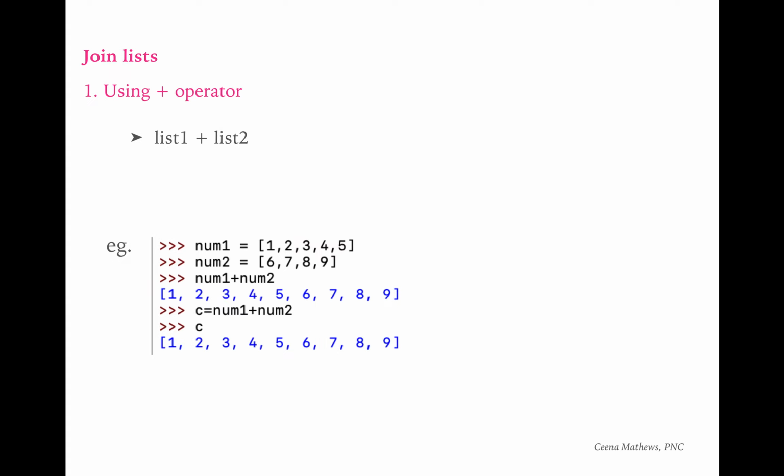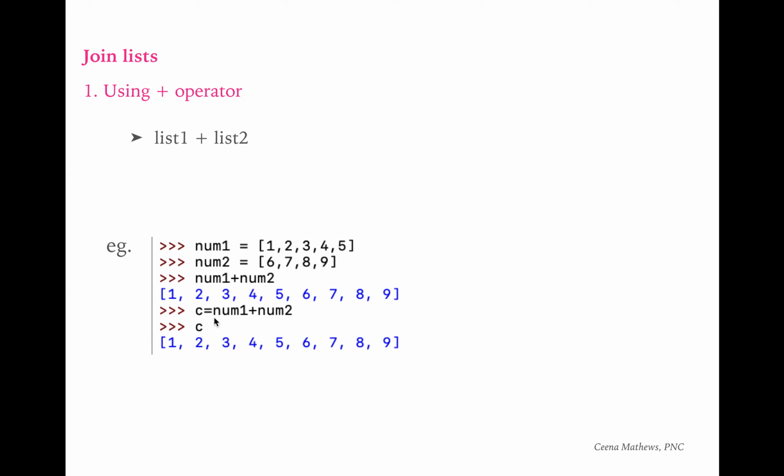Next is joining lists. That can be done using the plus operator. The two methods used here: the first one is the plus operator, and that is simply done as list 1 plus list 2. As you can see in the example, num1 is a list containing these numbers, and num2 is another list containing this set of numbers. And when I do num1 plus num2, you can see the output. It has been joined together as a third list.